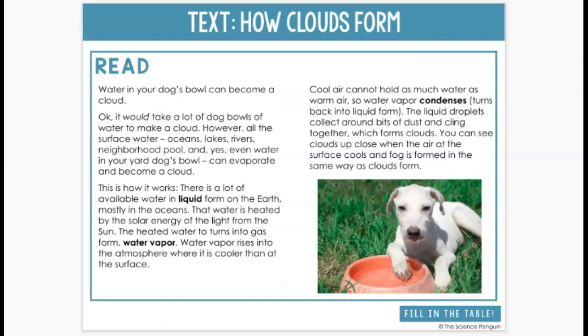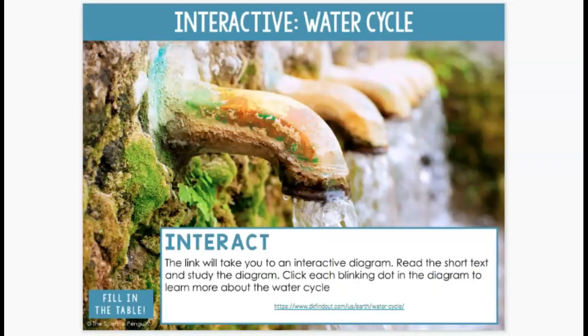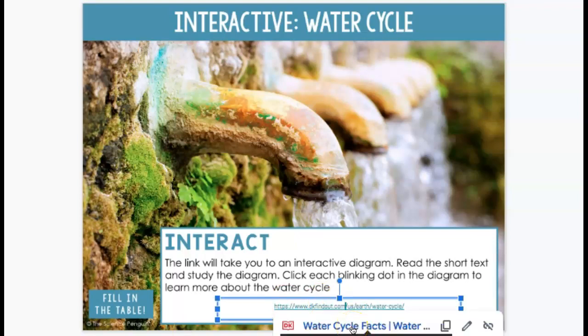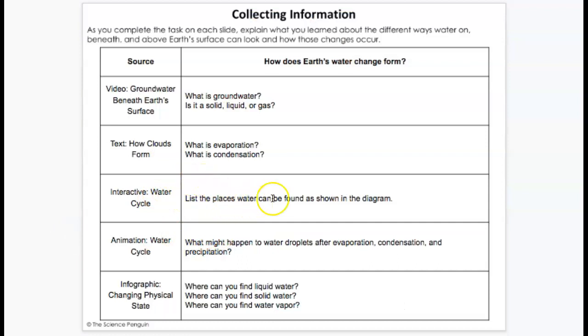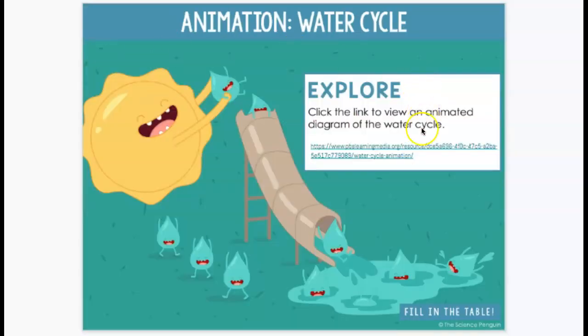Then go from here to this interactive diagram. Again, you're going to click on here and then go in here and it will pull up a new website. You're going to read the short text and you're going to study the diagram. Make sure you click each blinking dot in the diagram to learn more about the water cycle. And then once you're done, come back here and fill out the places that water can be found as shown in the diagram.